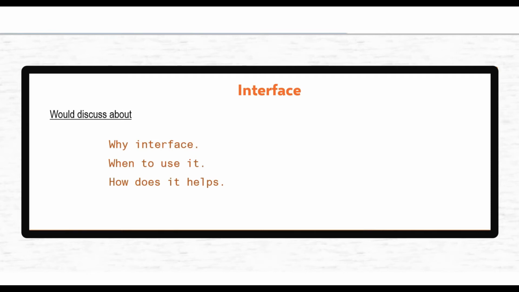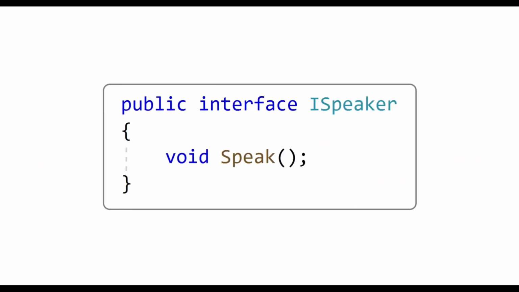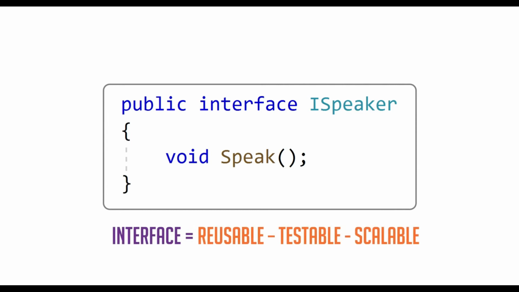So, first and foremost, an interface does not have the implementation. It only has the method signature. Then, why do we need this? When it comes to object-oriented programming, it's important to understand that the code needs to be reusable, testable, and scalable. Interface greatly helps to achieve this.